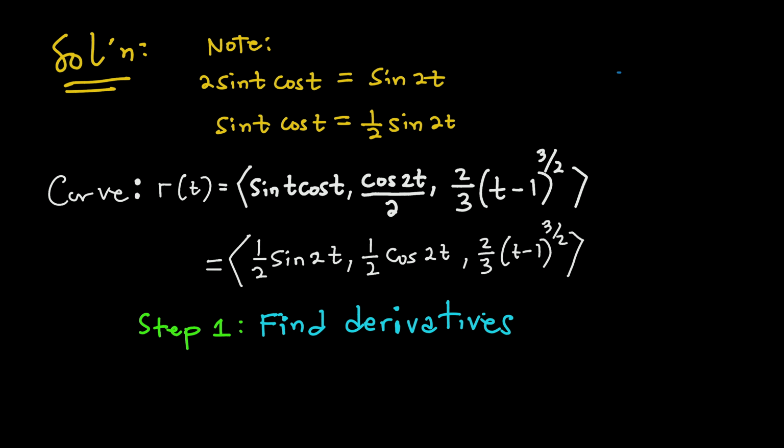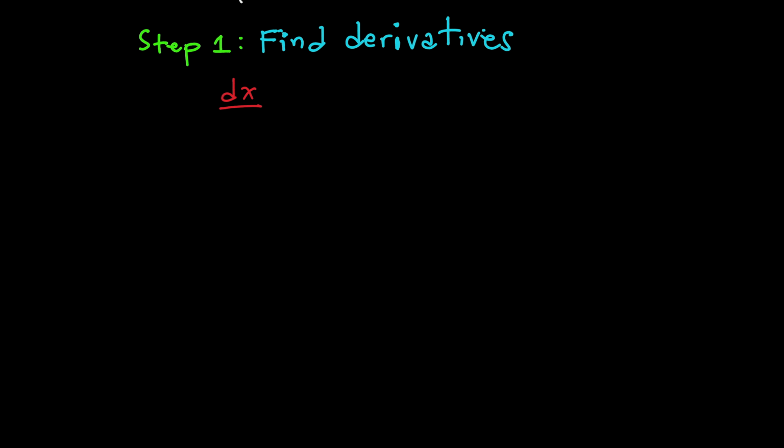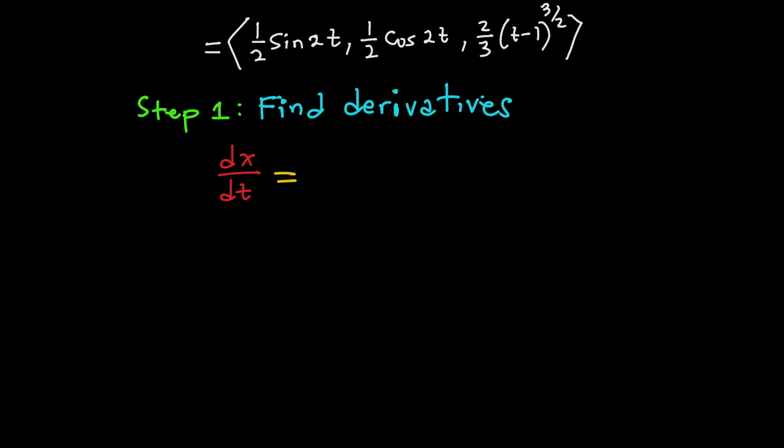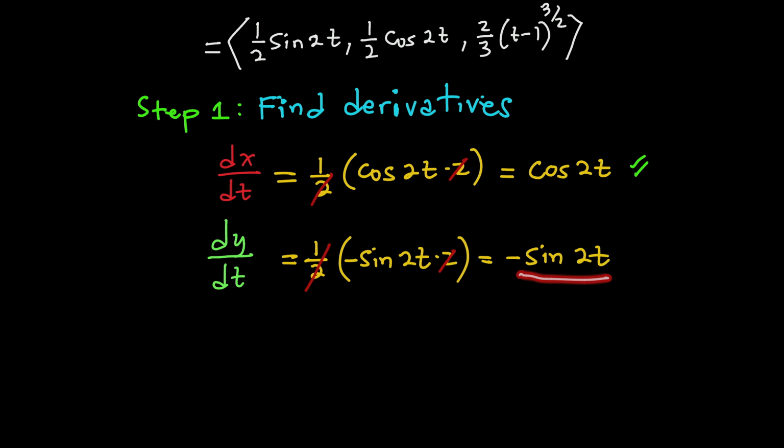Find the derivatives. To find the derivatives, let us first find dx over dt. So our curve is equal to this one now. This is equal to the derivative of this. So you have 1 half times the derivative of this one, which is cosine 2t times 2 because of the chain rule. Cancel this 2 and 1 half. This gives you cosine of 2t. We apply the same steps on dy over dt, where we now have 1 half times negative sine of 2t times 2. So cancel these terms, and that's why you will have negative sine 2t.